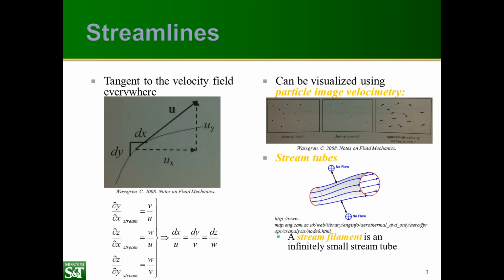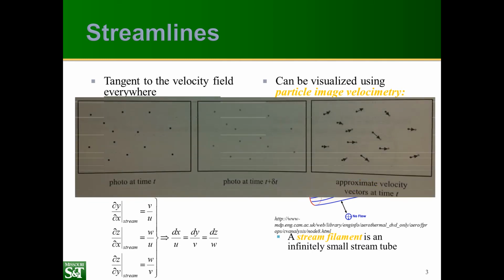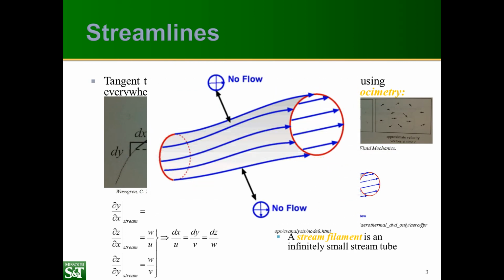We can also look at stream tubes. So streamlines are good for 2D flows. However, in 3D flows, we have these ideas of stream tubes. A stream tube is all the streamlines around a closed curve. So we can take a look. Here's our PIV. And here's our stream tube.